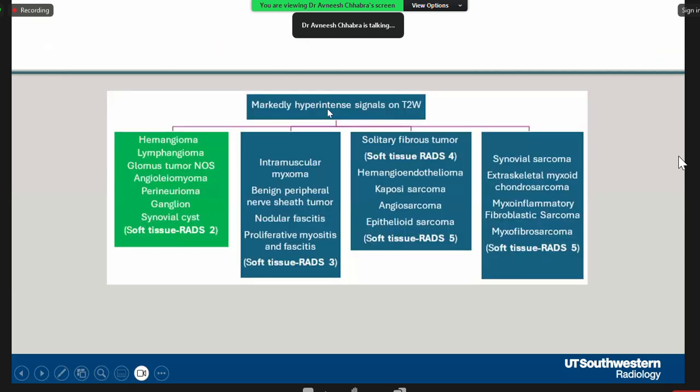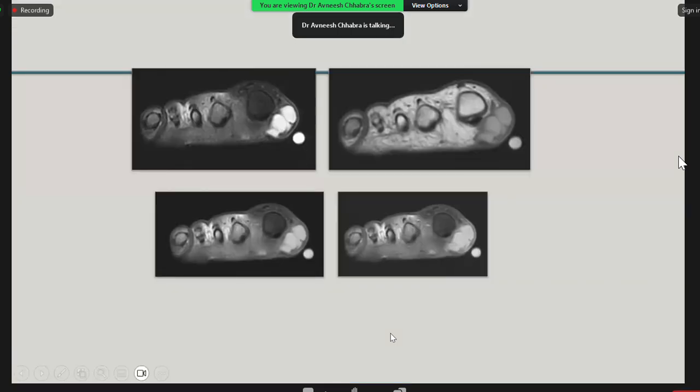And then very bright on T2, you have benign lesions like hemangioma, lymphangioma, etc. Then you get into the benign, probably benign myxomas, etc. Or solitary fibrous tumor, and then these bad ones. So these are just a guide to you. But again, you're going to use that 5 or 6 scale, easy to use. You can go back to the chart if you want to look for which lesions lie where.